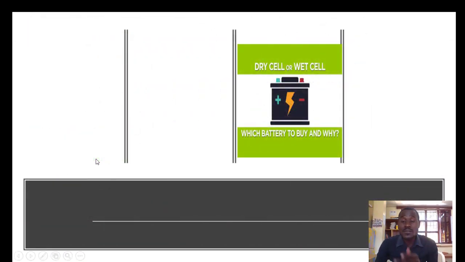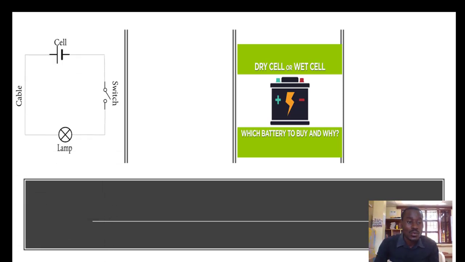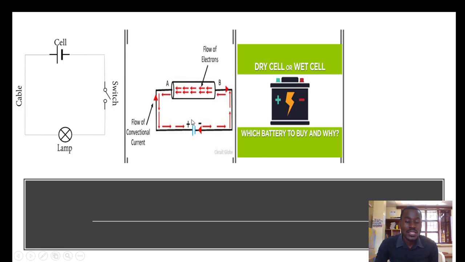Good. Thank you for attending the session, and I believe now you understand the connection between the cells, the torch, and the bulb, and what makes them important. Next time we will look at electric current, where we will have cables, a switch, a lamp, and the cells. Apart from that, we will continue and see more about how electricity flows.